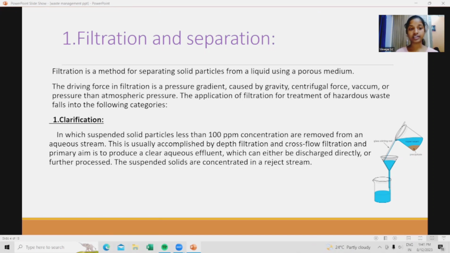Filtration and separation contain two categories. They are clarification and dewatering. First, clarification, in which suspended solid particles less than 100 parts per million concentration are removed from an aqueous stream. This is usually accomplished by depth filtration and cross flow filtration, and the primary aim is to produce a clear aqueous effluent which can either be discharged directly or further processed. The suspended solids are concentrated in a reject stream.